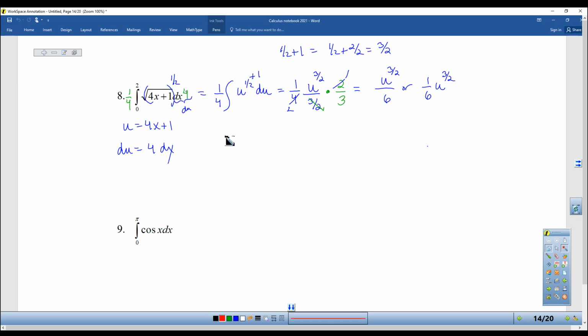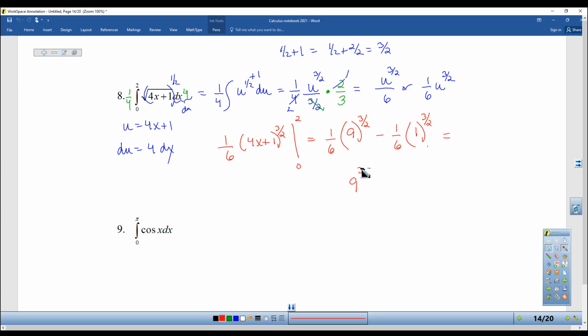I am going to put it back now as x's. So it's 4x plus 1 to the 3/2. And now that it's in x's, I can go ahead and fill in a 0 and a 2. So first I'm going to put in the 2. 8 plus 1 is 9 to the 3/2. And then subtract, I'm going to put in the 0. 0 plus 1 is 1 to the 3/2.